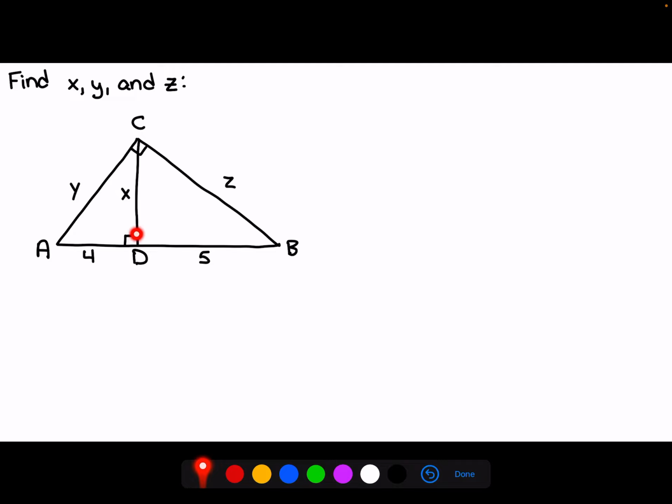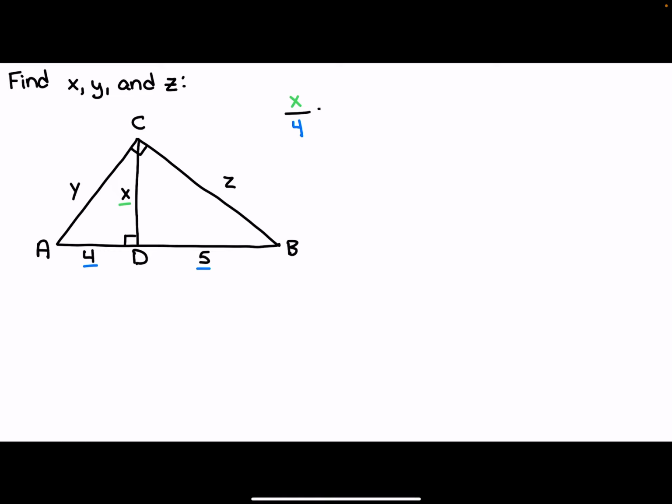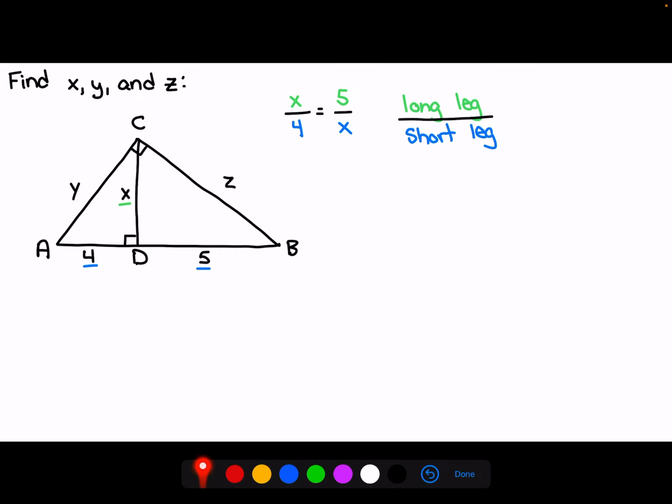So looking at x, which triangle is x on? Well, it's on the small triangle on the left side. It's our long leg over there. And it's also on our medium triangle. It's the short leg for the medium triangle. So we're going to have the ratio of long leg over short leg. So focusing on our small triangle first, that'll give us the ratio of x over 4. And for our medium triangle, that will give us the ratio of long leg, which is 5, over short leg, which is x.